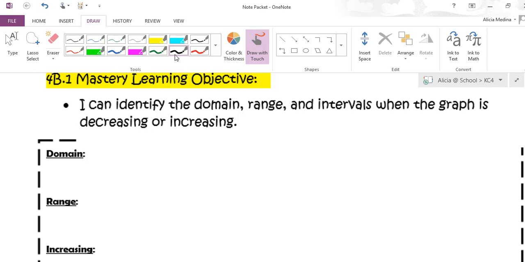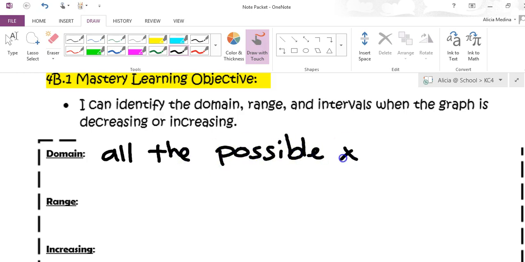So this vocab is not new, it's the same as the last unit, but let's go ahead and review it one more time. So domain is all the possible x values. What you should think of is how far your graph goes from the left to the right.